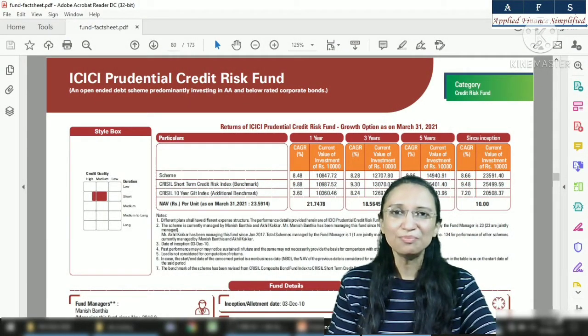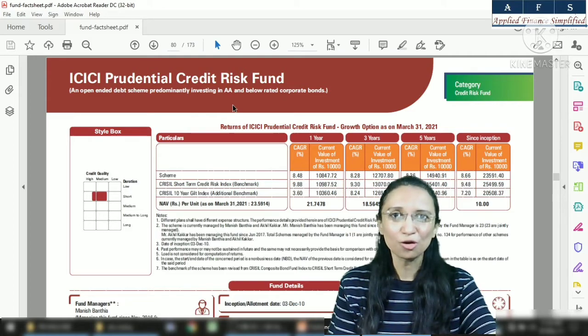So let us quickly go through an example. I have selected ICICI Prudential's credit risk fund for an example. This is in no way a recommendation of investing. So let us quickly go through the fact sheet. So let us go through the example of ICICI Pru Credit Risk Fund. It is an open-ended fund predominantly investing in AA and lower rated corporate bonds.